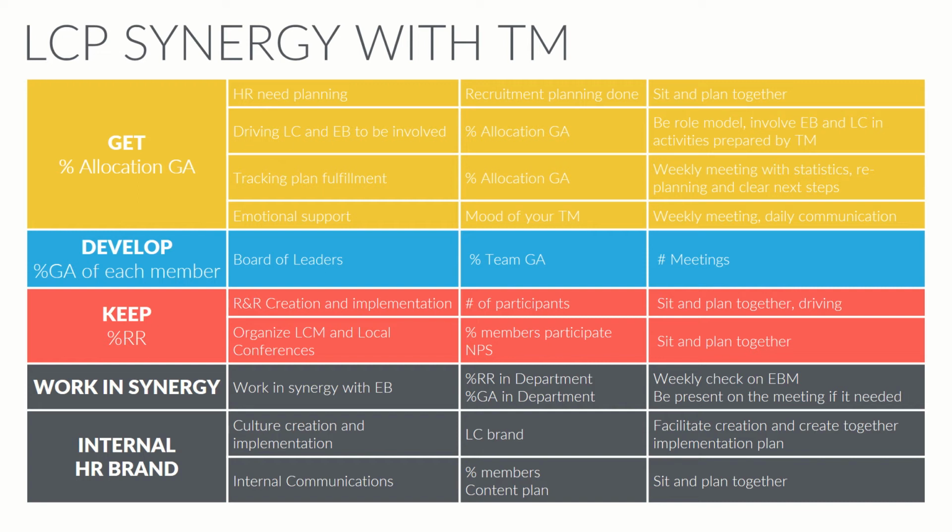Tracking plan fulfillment. You have a weekly meeting with your TM who prepared all statistics, all results, and the plan. And you help him to analyze, okay, what happened, what did not happen, why, what is our current state right now, what we need to change, what we need to improve, and so on. So how can we achieve our goal.